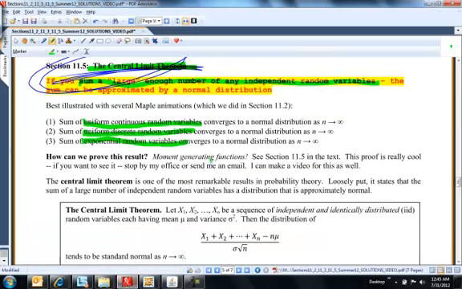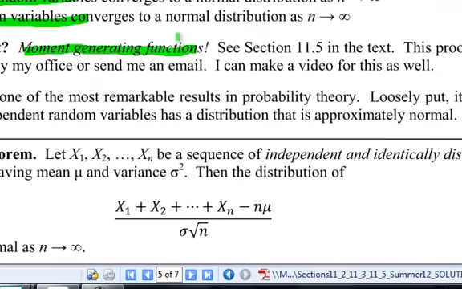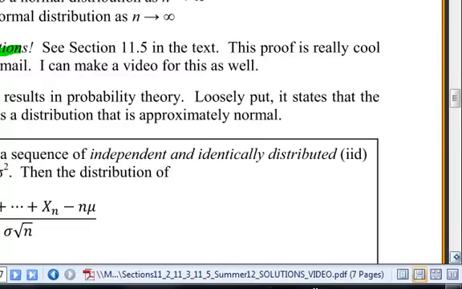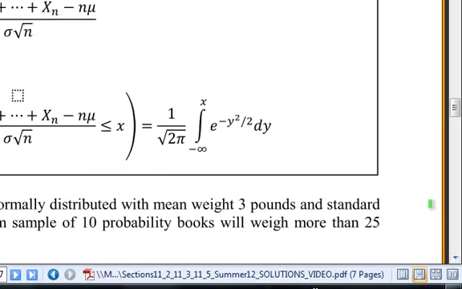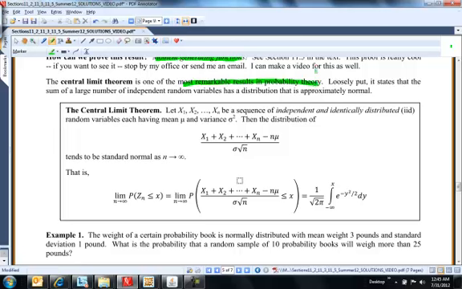How can we prove this, that a large enough sum of any random variable is normal? We just use moment generating functions. It's really nice. It's in the text, and I can email you, talk through it if you want to see it as well. It really is probably one of the most important results in probability and in statistics.